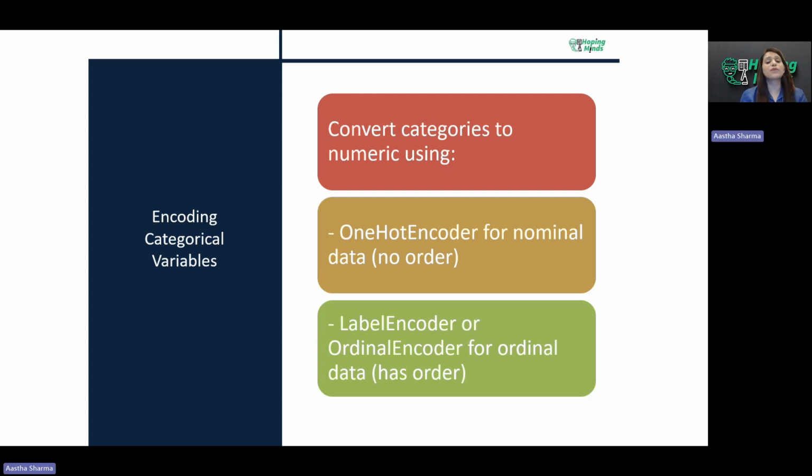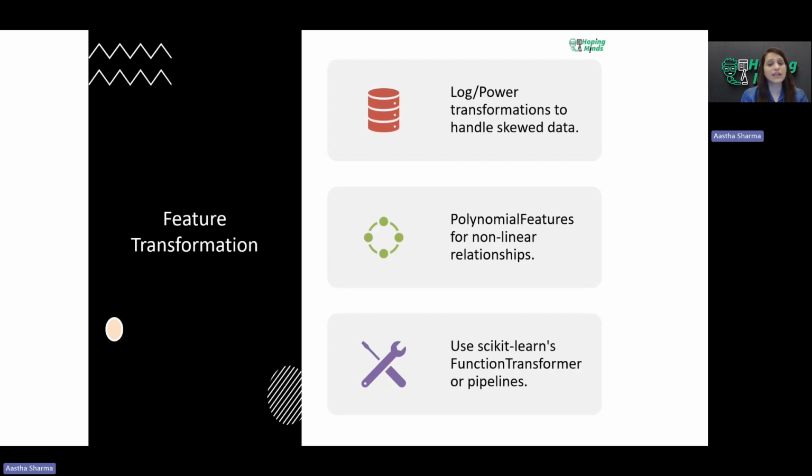Now, moving to the next one, we are going to talk about feature transformation. Sometimes our data is not linear. When it is not linear, we can use transformations like log or power to fix this. If we think relationships are not linear, tools like polynomial features can help. These techniques can help our model understand data better.